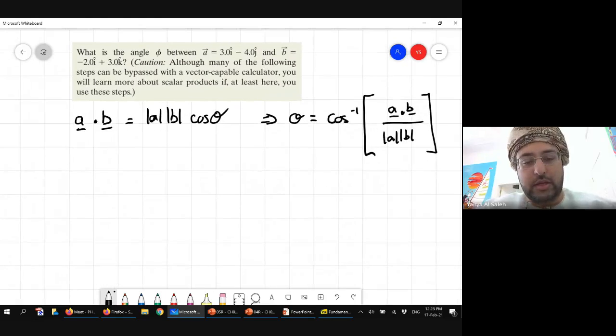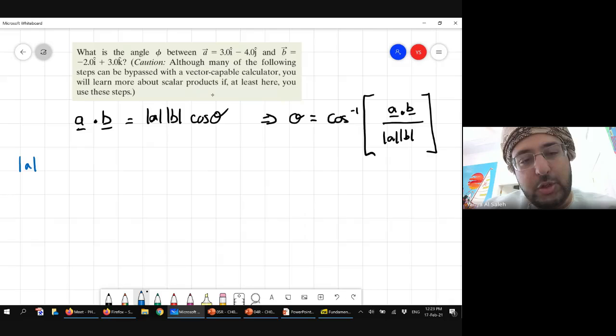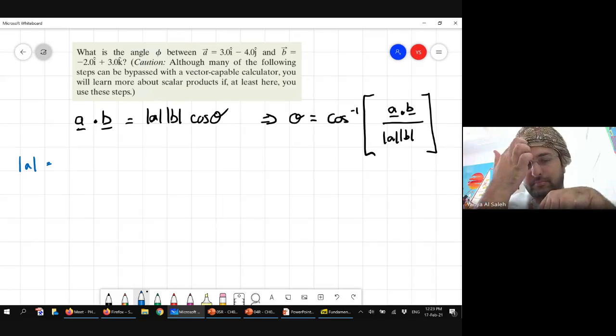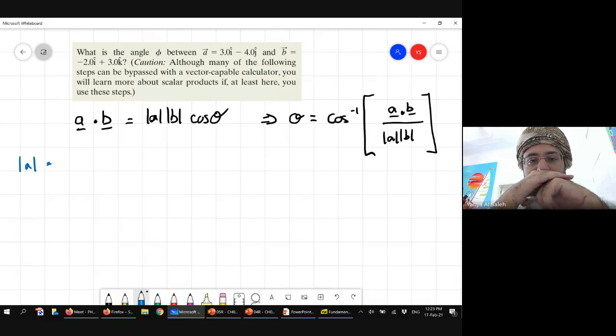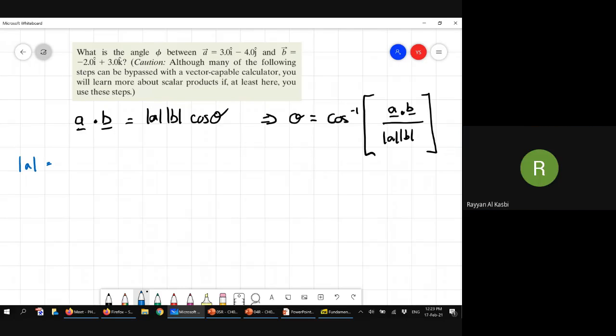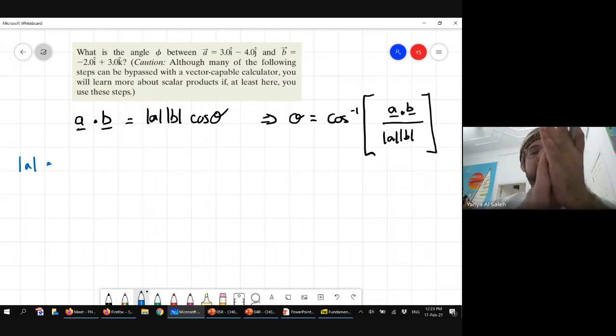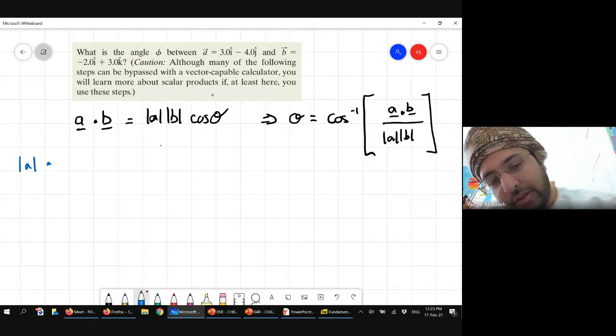Can someone help me out by telling me what is the magnitude of A? The square root of 3 squared plus minus 4 squared. Okay. So minus 4 squared is 16 and 3 squared is 9. 16 plus 9 is 25. Square root of 25 is 5.